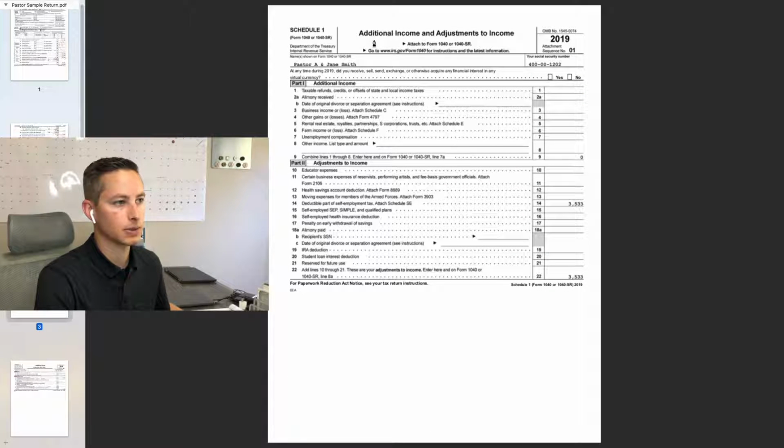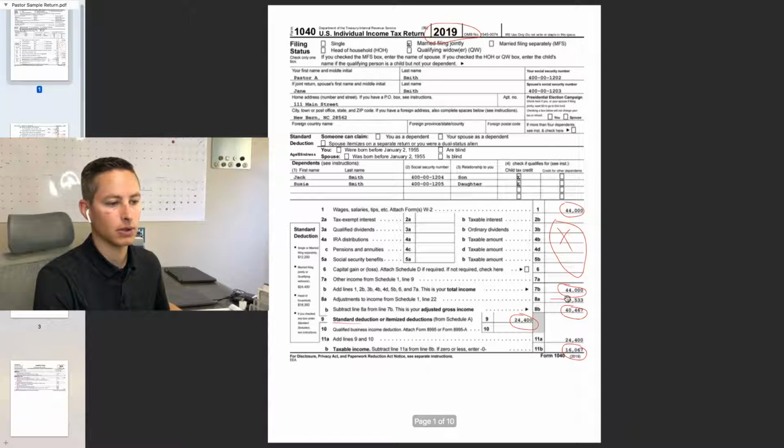The first one is going to be additional income and adjustments. As we mentioned, our pastor and his wife have no additional income. They did have that one deduction that I told you was 1/2 of their self-employment tax. That goes here on Schedule 1. Move it to the front page of the tax return right here and subtract it from your adjusted gross income to reach your taxable income.